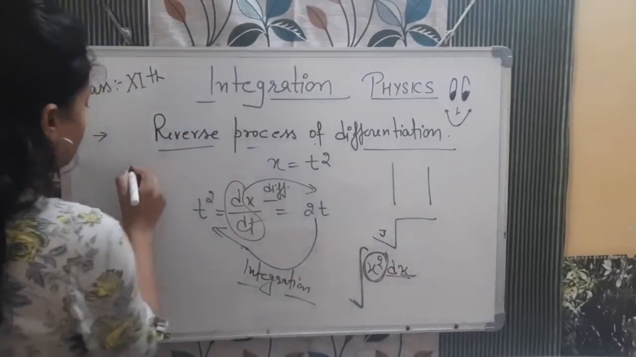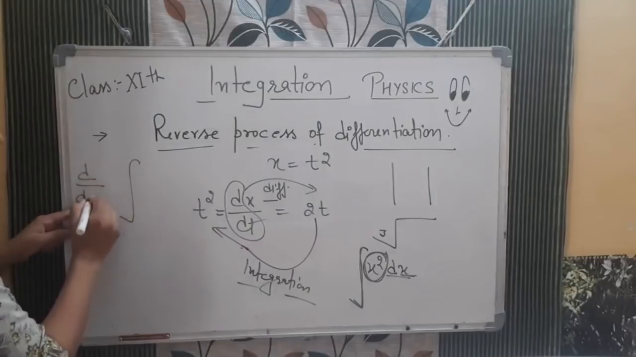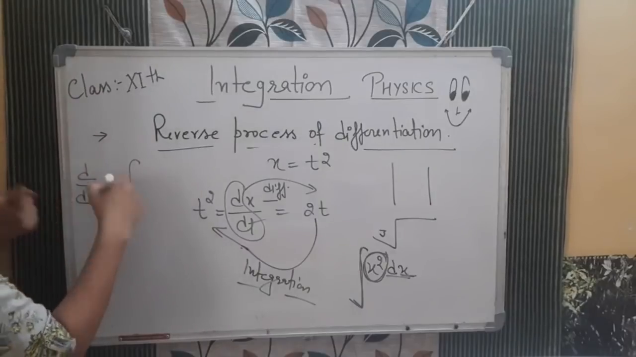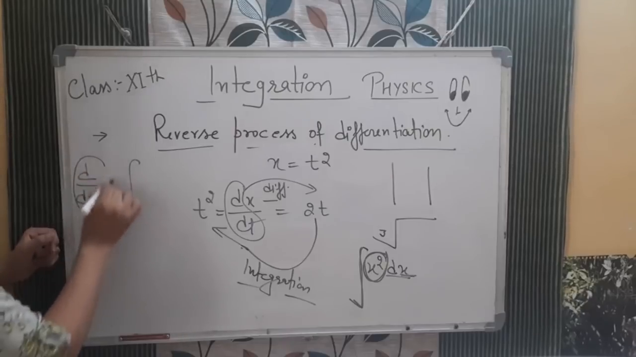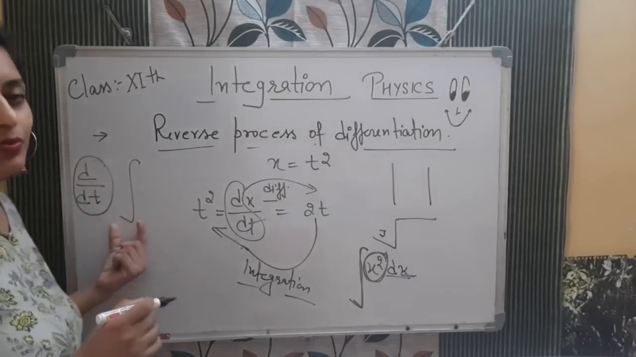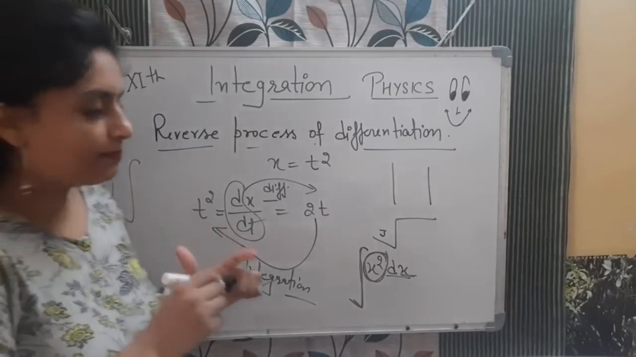And this is the symbol of integration. The symbol of differentiation was d by dx or d by dy or d by dt, with respect to what you want to do differentiation. So that was the operator of differentiation. Same way this is the operator of integration. This is the sign of integral. Okay, so it is simple, you have to understand.